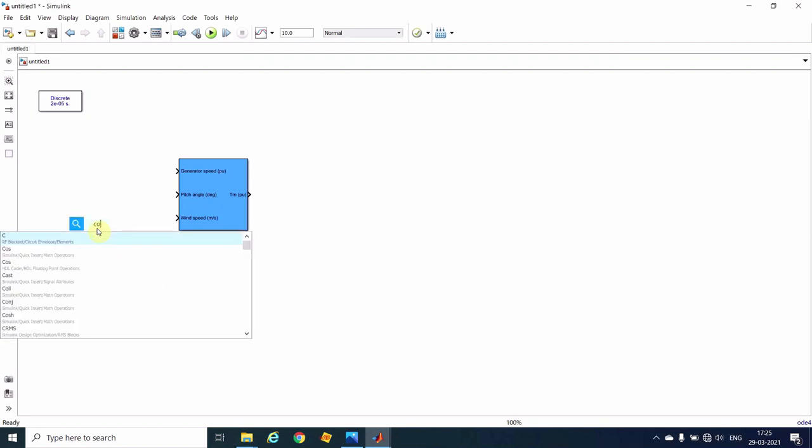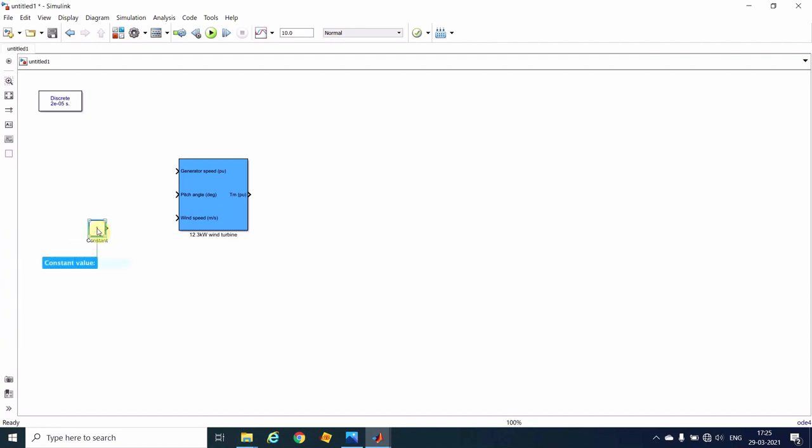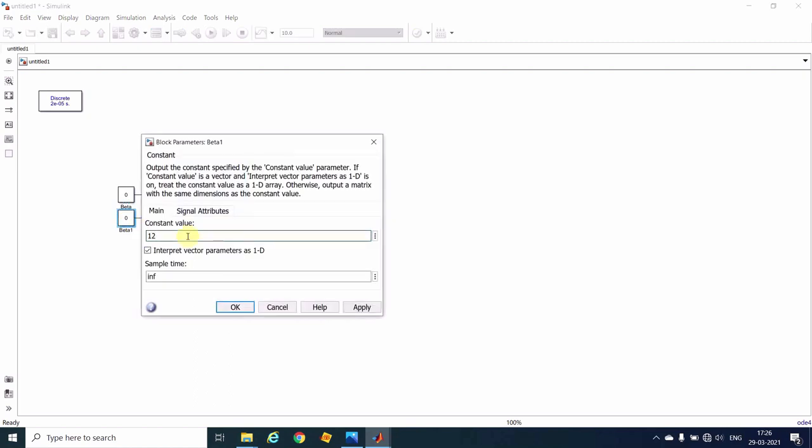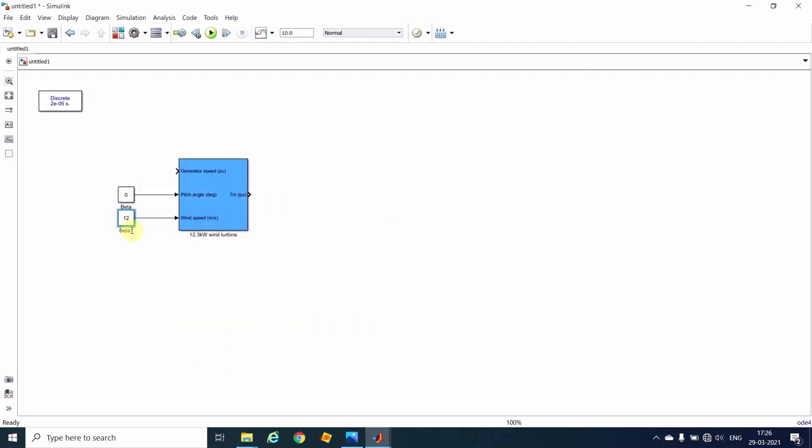I will make it 0 because beta is here, I am considering 0. If you want to use a pitch controller, please watch my previous video, and from there try to develop a pitch controller and use that. And the base wind speed I will take as 12 meters per second. So this is the V, that is meters per second.